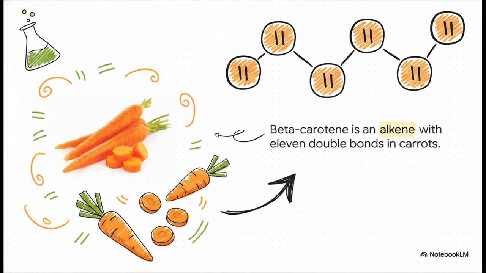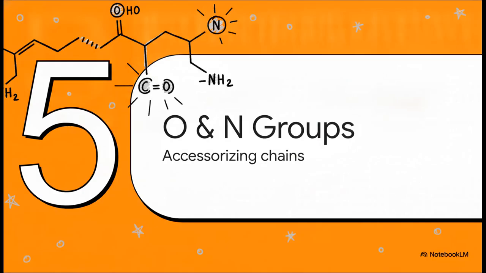To put this into a real-world perspective, a perfect everyday example of an alkene is beta-carotene. It's the exact compound that gives carrots that super bright orange color. It actually has 11 double bonds in its structure. Plus, it's a completely essential dietary source of vitamin A for us.